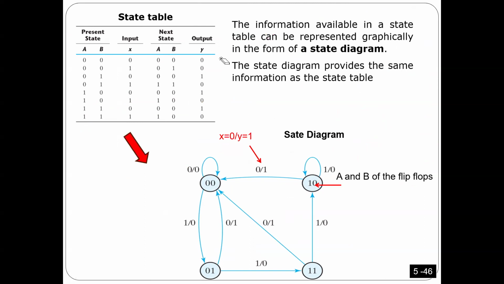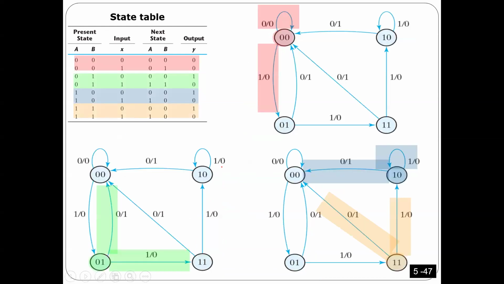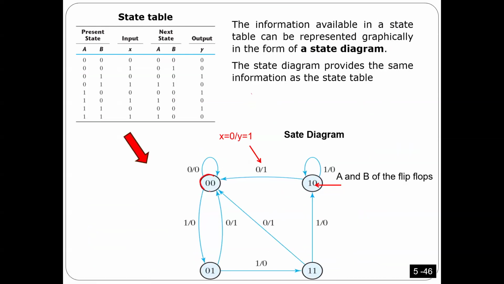Now, once you create a state table, how can you create the state diagram out of the state table? Let's see. I'm explaining here in detail. So number 1 here, guys, you know already, because I have 2 flip-flops, I should have 4 states.